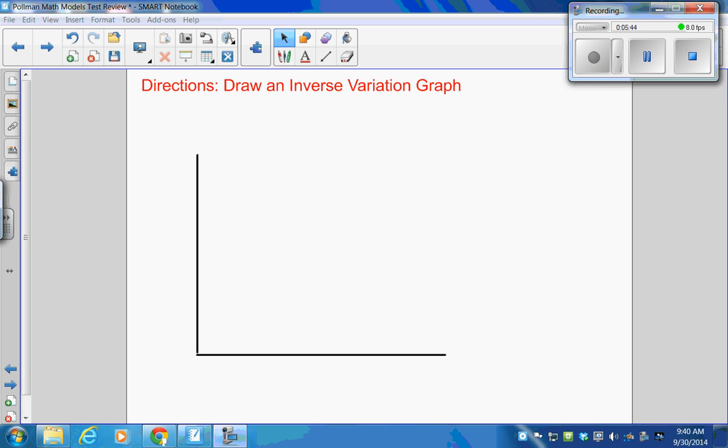Your next question, you have to be able to draw an inverse variation on a graph. So you don't need to put too much time into this, but just quickly draw a graph without numbers and draw an inverse variation. Pause it now.